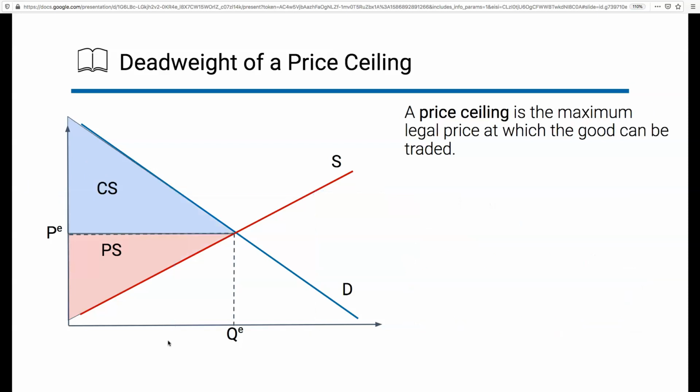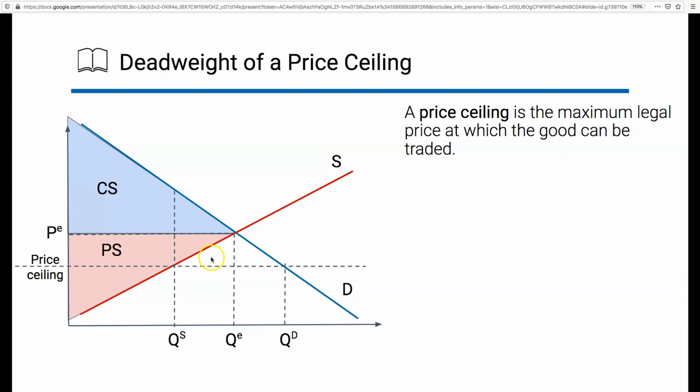Next, let's look at the price ceiling. With the price ceiling, we only have one situation because the government does not intervene to compensate for a shortage of a product. So a price ceiling is the maximum legal price at which the good can be traded, and so that maximum legal price has to be below the equilibrium to be effective.